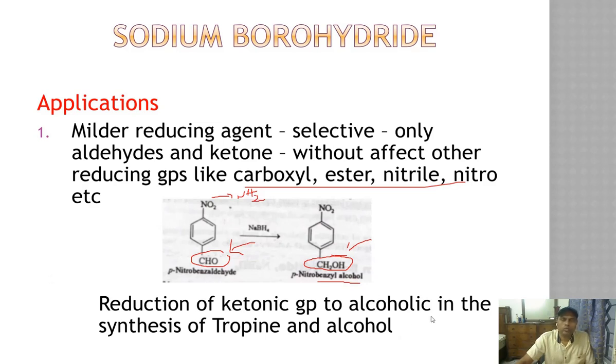Next, reduction of the ketonic group to alcoholic group in the synthesis of tropine and cholesterol. In tropine synthesis and cholesterol synthesis, you can do selective reduction on the ketonic group. Tropines are like atropine, right? Tropine can lead to atropine, so you come across atropine, homatropine, and all that. Even in the synthesis of cholesterol, you can use this reducing agent.